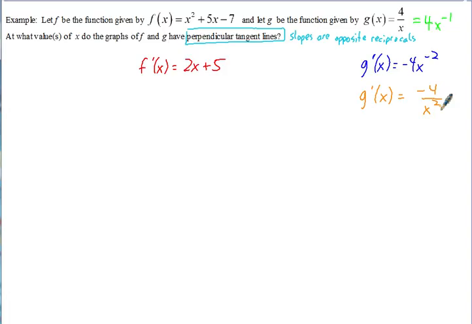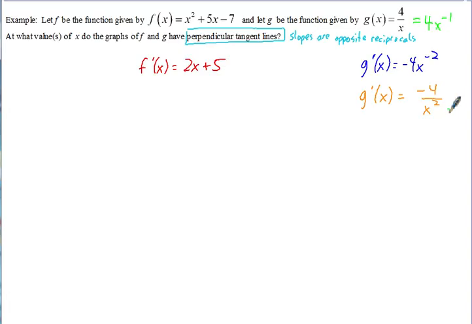And we want them to be opposite reciprocals. So let's pretend, for instance, if this was a problem that said parallel tangent lines. Well, if they were parallel, we'd want the slopes to be the same, so you would just set 2x plus 5 equal to negative 4 over x squared and solve for x. But if we want to be perpendicular, we don't want to be equal, we want one to equal the opposite reciprocal of the other one. So think about which of these do you think would be easier to take the opposite reciprocal of? This is already a fraction, it's probably easiest to take the opposite reciprocal of this one.